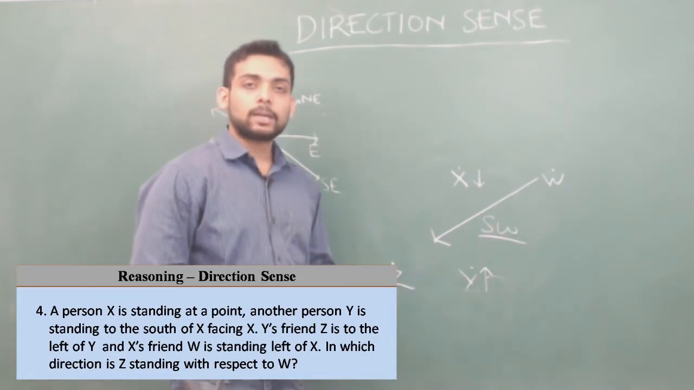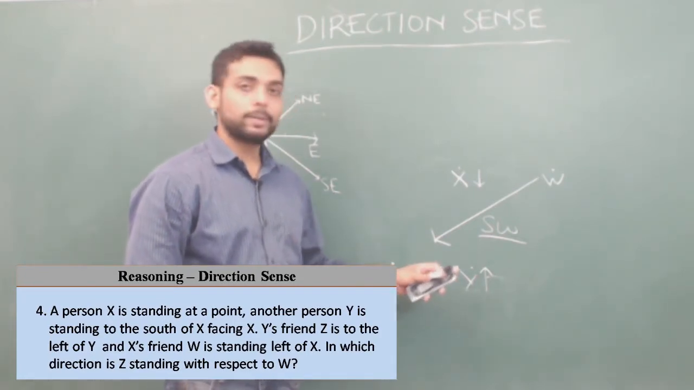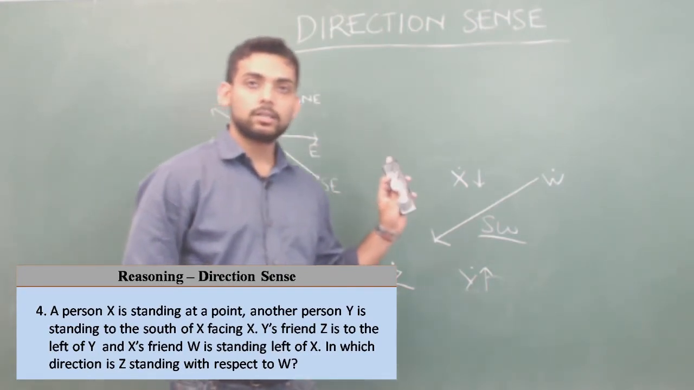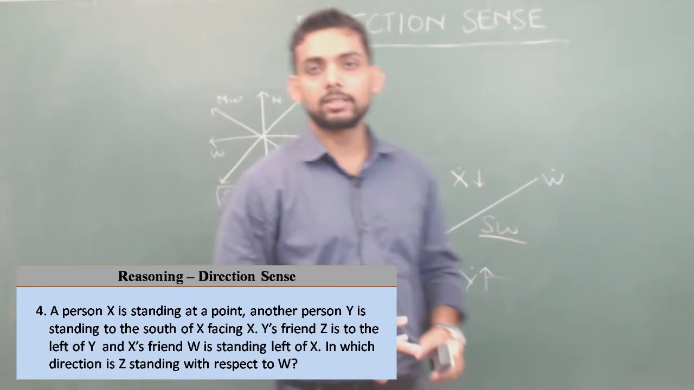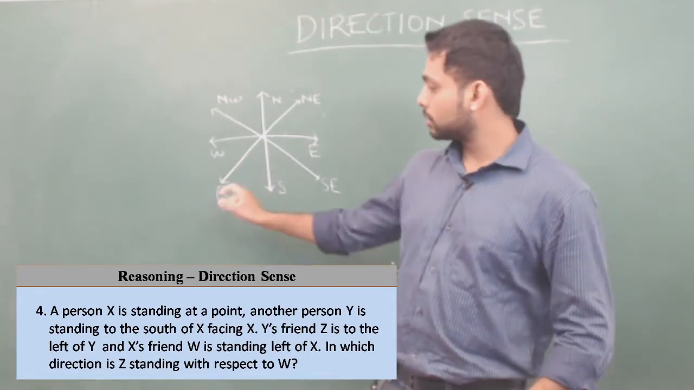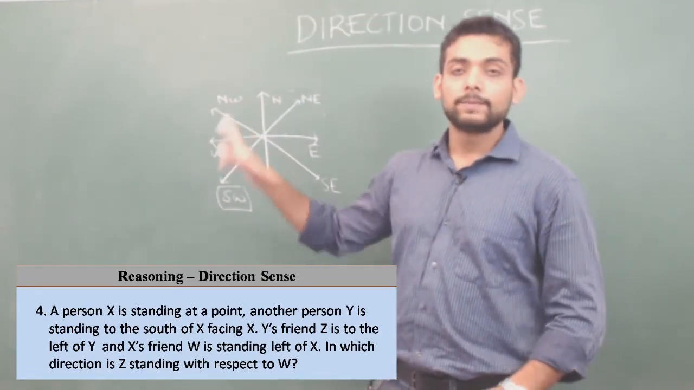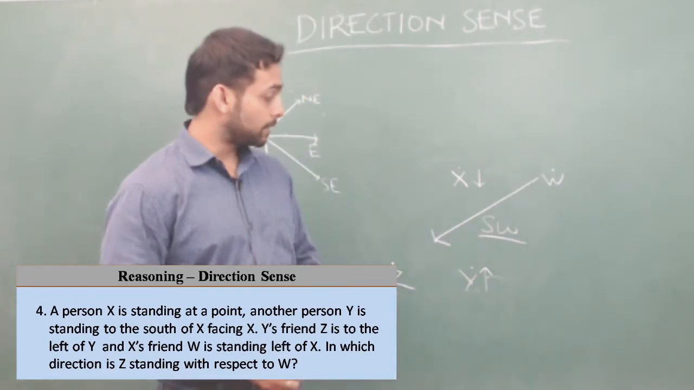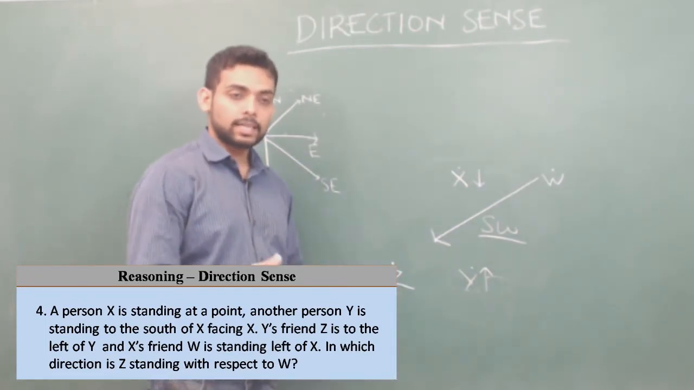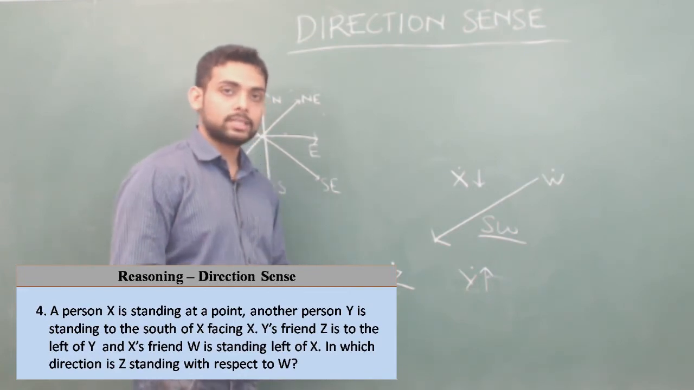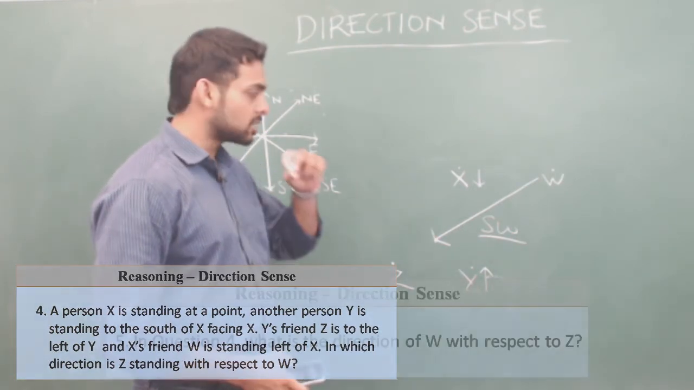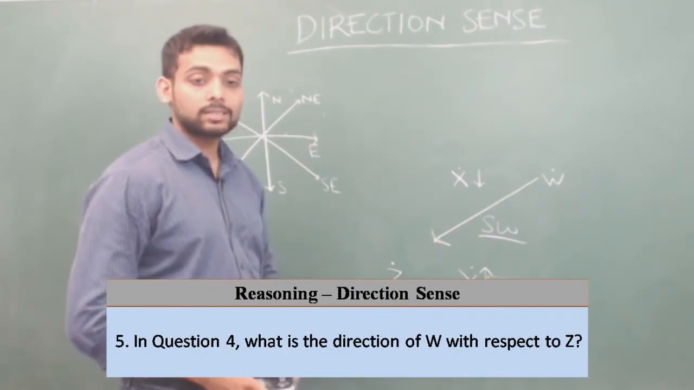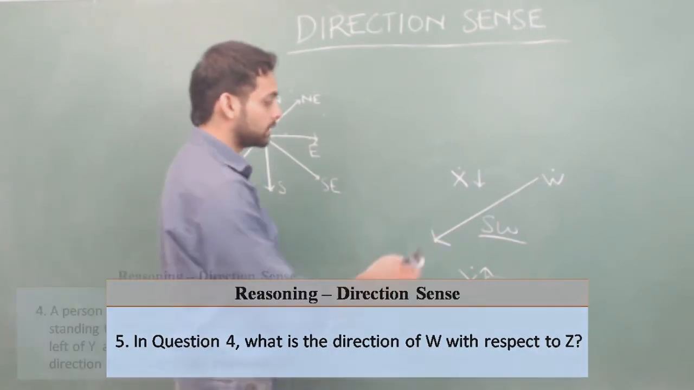So we see that sums will be asked to you where you will be tested on both your abilities to judge the compass directions, north, northeast, east, southeast, south, southwest, west, northwest and north, as well as your ability to distinguish between left and right. Let's take a look at the next question, which is similar to this one and an extension of this one rather. Now in question 4, so in this question, what is the direction of W with respect to Z?